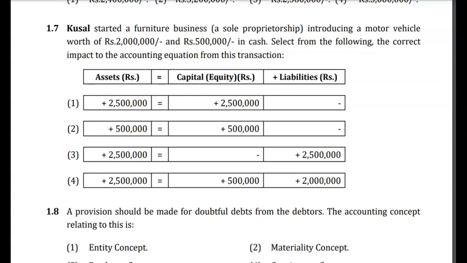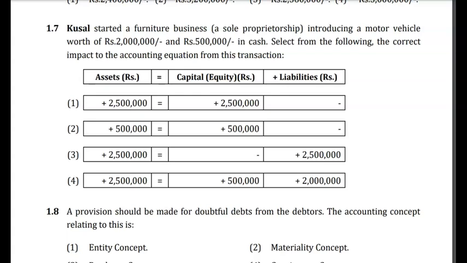So if you look at the answer number 1, plus means increasing by 2.5 million. Answer number 2, assets increasing by 500,000, which is wrong. Answer number 3, increasing by 2.5 million is correct. Answer number 4, 2.5 million increase is correct. Okay, so now 2 is eliminated. 1, 3 and 4 out of 3.